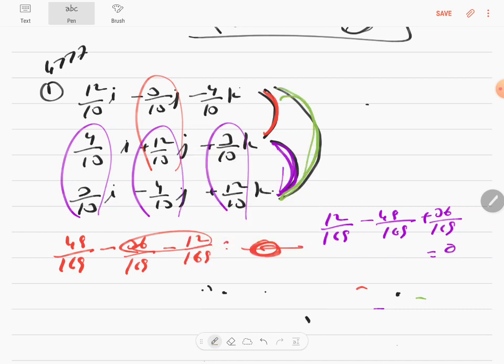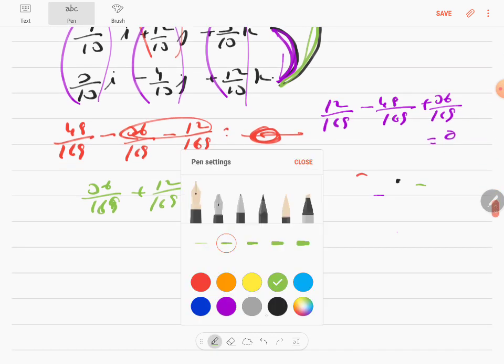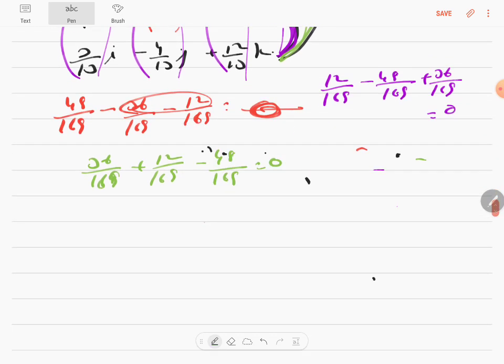and this. So then dot those: 12 threes are 36 by 169, plus 12 by 169, minus 12 fours are 48 by 169. The answer is 0. Thus all the three vectors when dotted are 0, and therefore when the dot product is equal to 0, they are perpendicular to each other. So let's go to the next question, which is the second question.